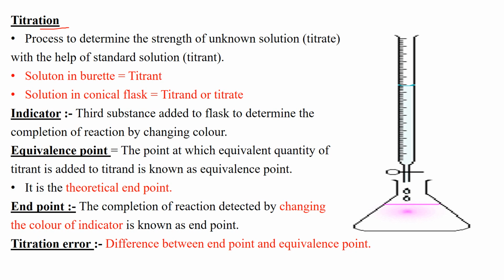Titration. What is titration? Titration is the process of determining the strength of an unknown solution with the help of standard solutions. With the help of a primary standard solution, we can determine the strength of an unknown solution. Strength means concentration. This process is known as titration.